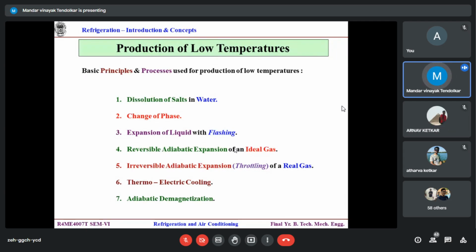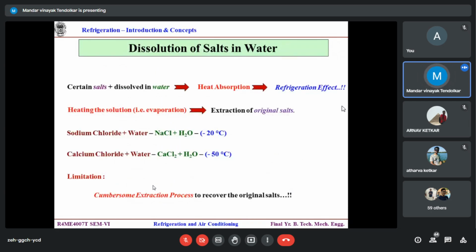That is for real gases, of course, because reversible is for ideal gas. When the gas becomes a real one, it becomes an irreversible one. So that is very similar to a process called throttling. So what is throttling? We will discuss a little bit. We already discussed it. It's a revision. Then thermoelectric cooling. This is again connected with the Seebeck effect and Peltier effect. And then the adiabatic demagnetization. So that is the magnetic dipoles getting oriented and reoriented, etc. So let us deal with dissolution of the salts in water.